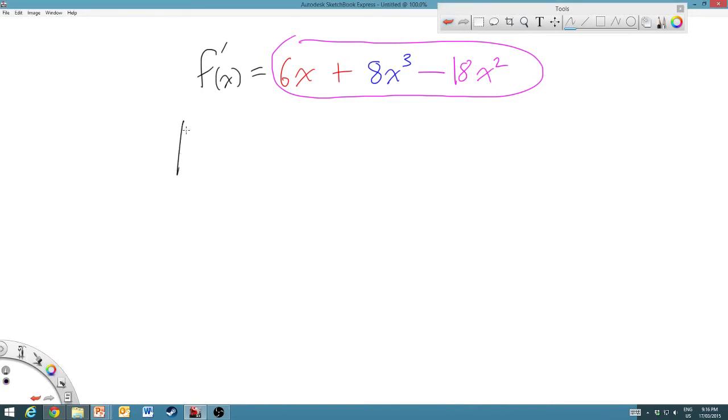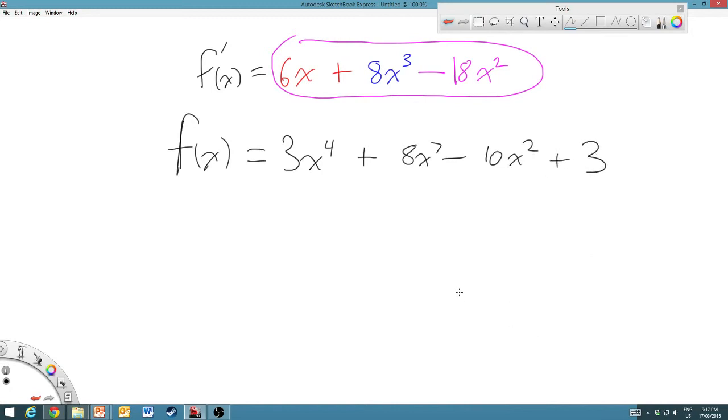Well, you guys can try this on your own. So, f of x is equal to 3x to the 4 plus 8x to the 7 minus 10x squared plus 3. Okay, so pause the video, give it a try for yourself.